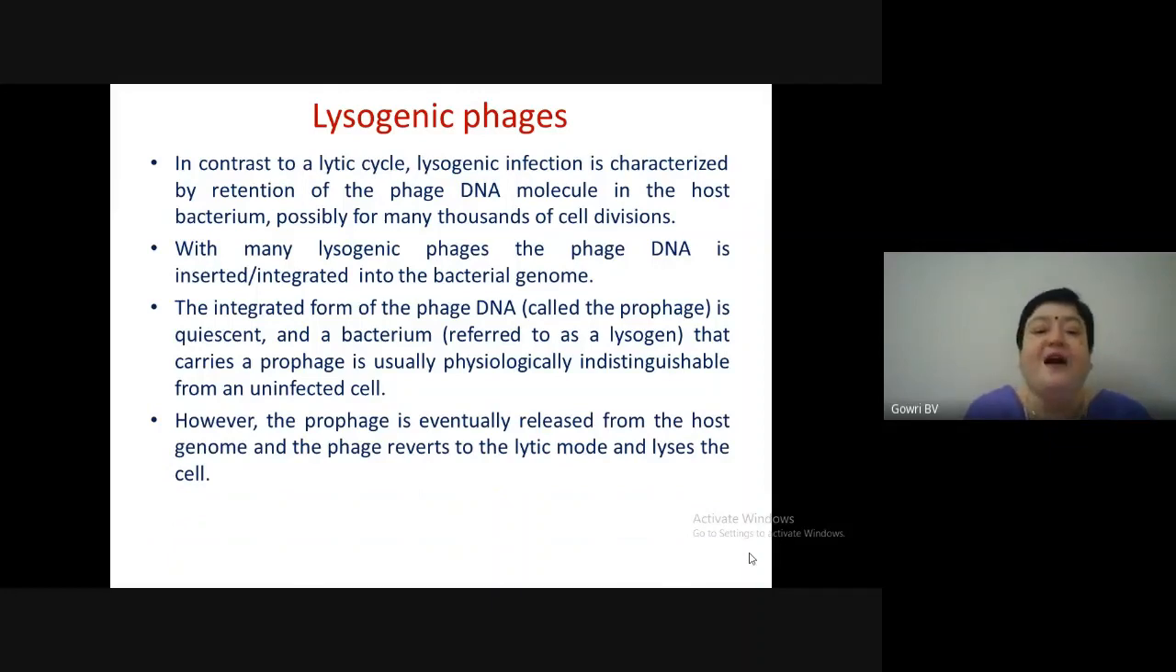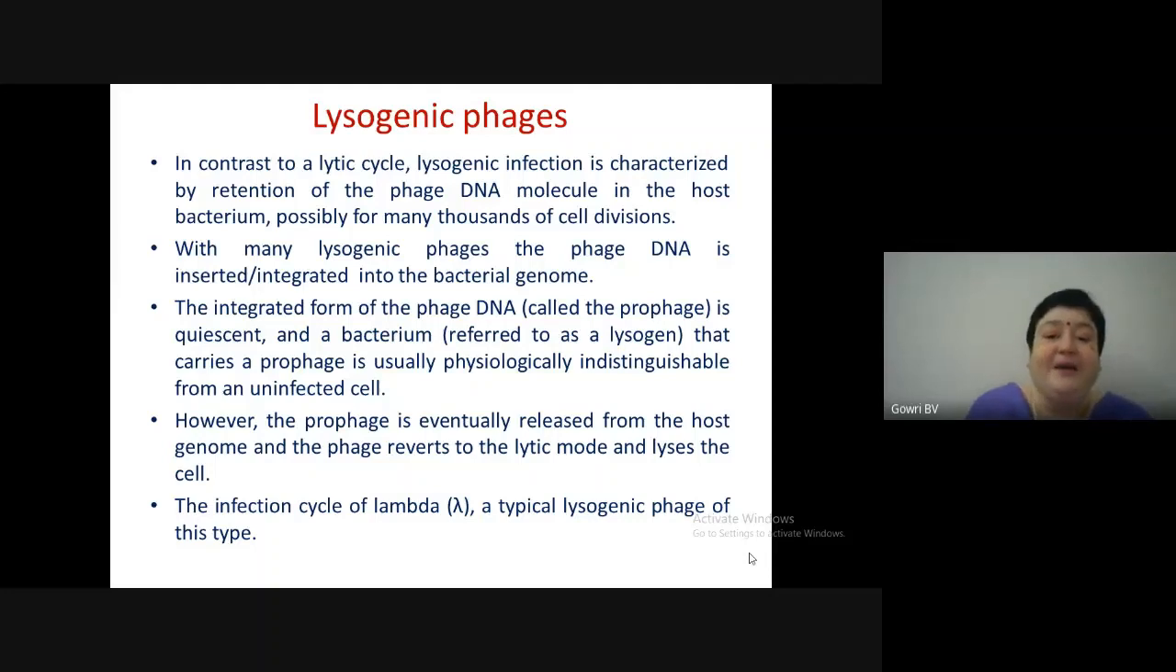However, the prophage is eventually released from the host genome, and the phage reverts to the lytic mode and lyses the cell. So even though it is a lysogenic phage that remains within the bacterial cell in quiescent form as a prophage, the release of the lysogenic phage takes place by lysis of the cell. The infection cycle of Lambda is a typical lysogenic phage of this type. The Lambda phage life cycle is a typical life cycle of the type.